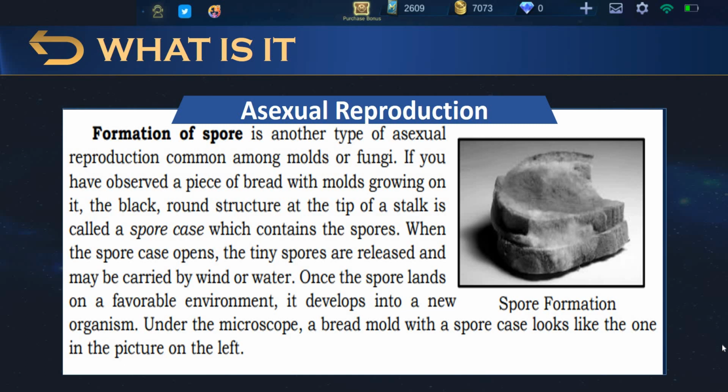The next one is the formation of spore. It is another type of asexual reproduction common among molds or fungi. If you have observed a piece of bread with molds growing on it, the round structure at the tip of a stalk is called spore case, which contains the spores. When the spore case opens, the tiny spores are released and may be carried by wind or water. Once the spore lands on a favorable environment, it develops into a new organism. Under the microscope, a bread mold with a spore case looks like the one in the picture on the left.